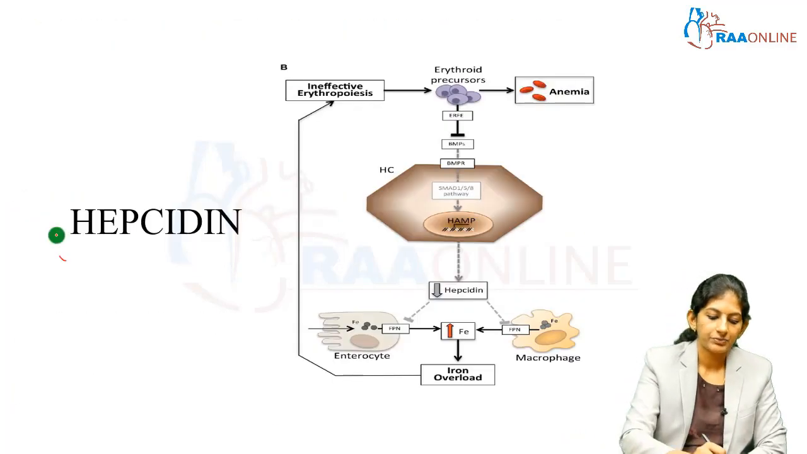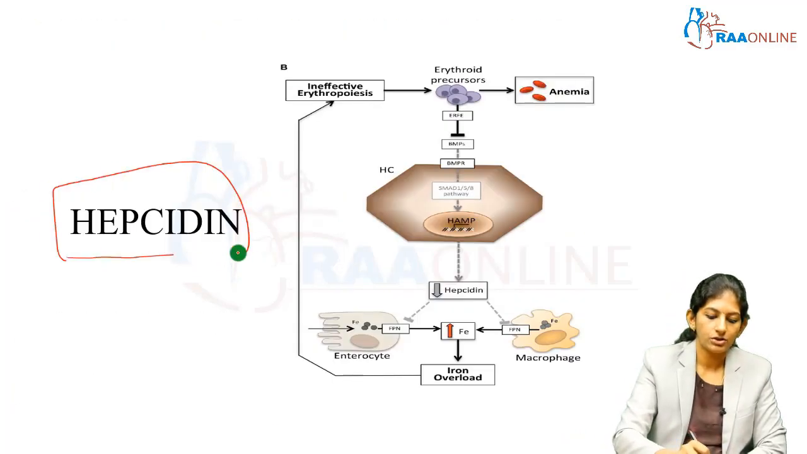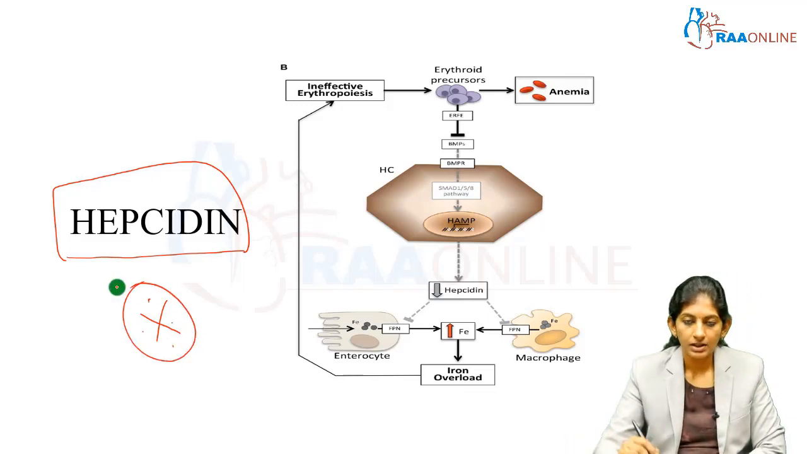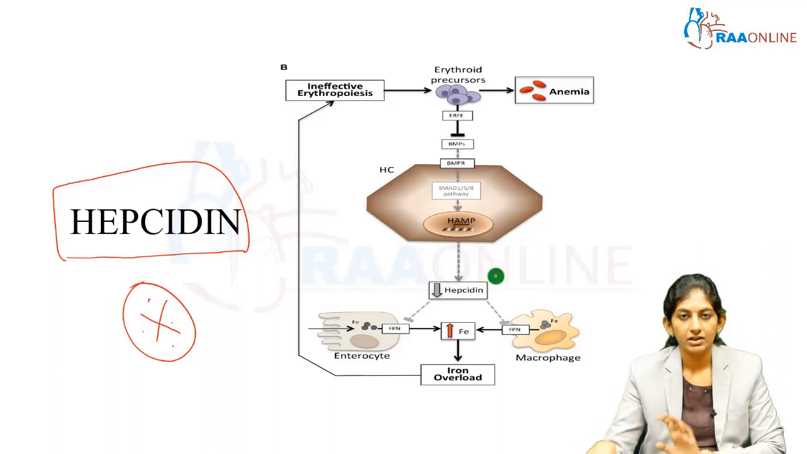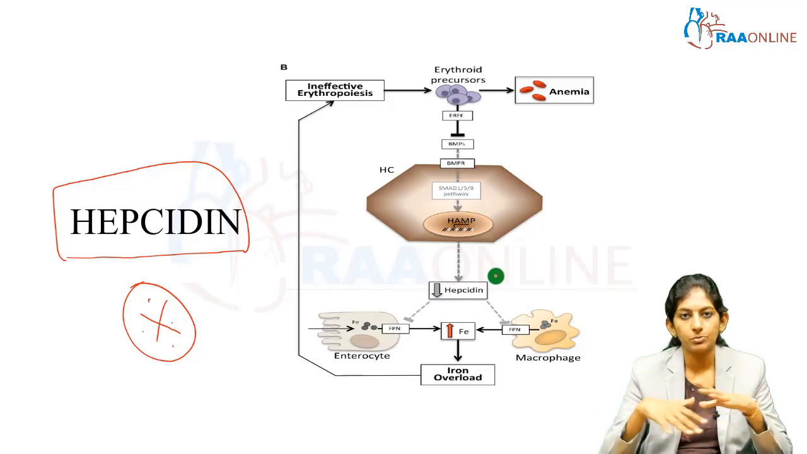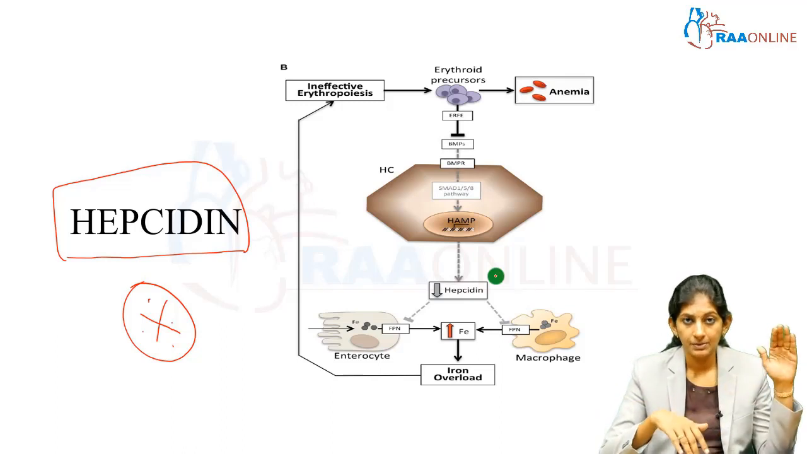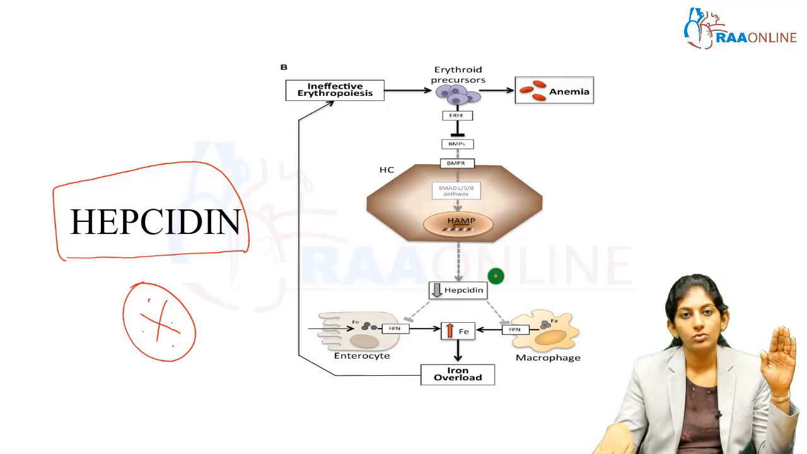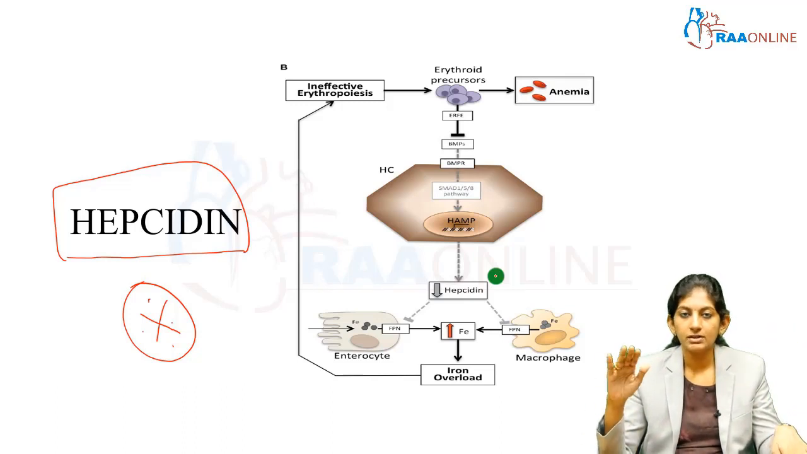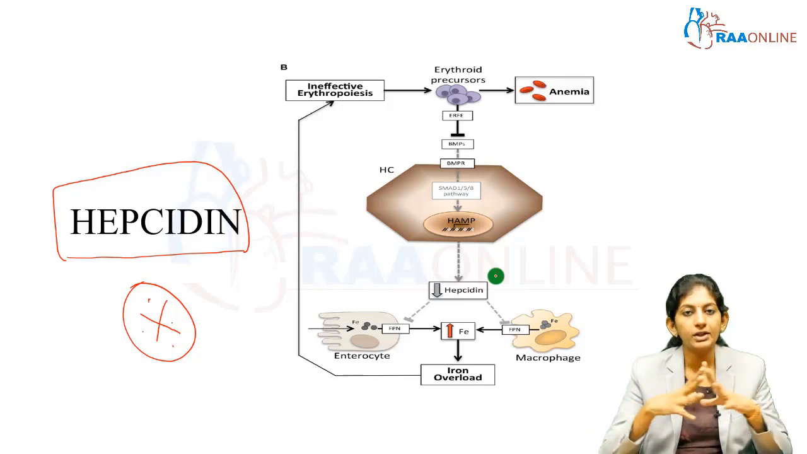Inflammation, and the most important molecule that does all this is hepcidin. Hepcidin I have already discussed. We can do it along with this picture. So, what happens whenever hepcidin and iron have an inversely proportional balance? When there is high hepcidin, there is low iron. When there is low hepcidin, the iron level is high. So, this is how it happens.